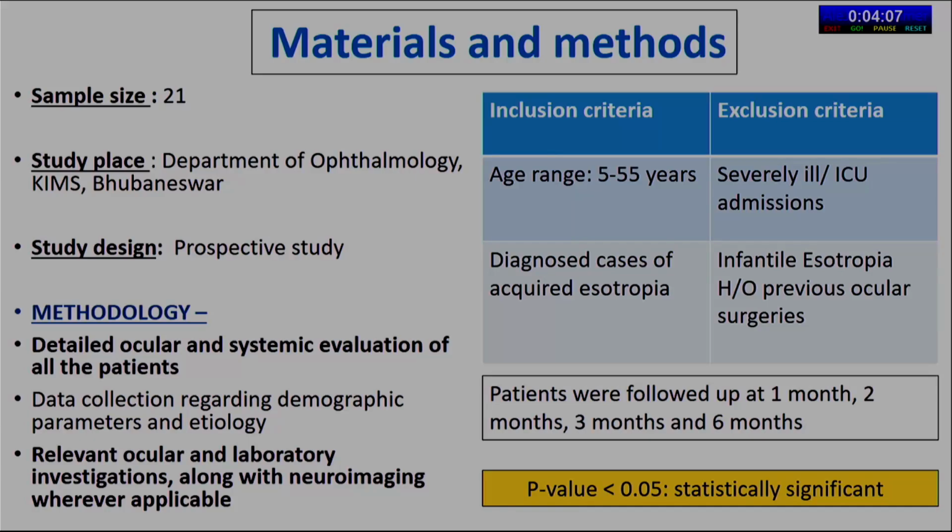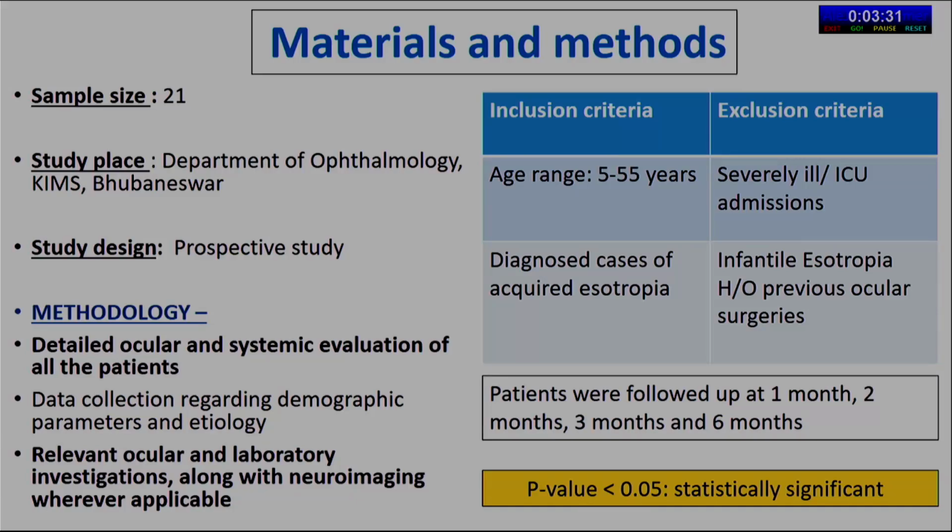The study was a prospective study conducted at the Department of Ophthalmology at KIMS Bhubaneswar with a sample size of 21. Detailed ocular and systemic evaluation of all the patients was done, and ocular and laboratory investigations along with neurological imaging was done wherever applicable. The inclusion criteria took diagnosed cases of acquired esotropia with an age range of 5 to 55 years and excluded severely ill patients or patients who were admitted in ICU. It also excluded infantile esotropia cases and also patients with history of previous ocular surgeries. The patients were followed up at first, second, third and 6 months.